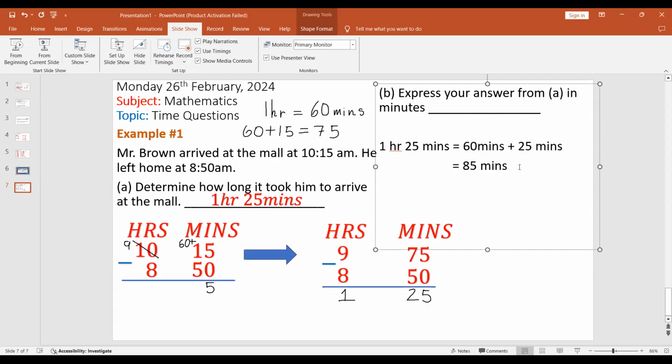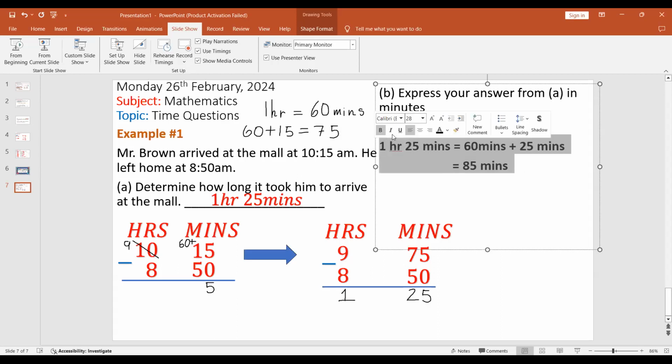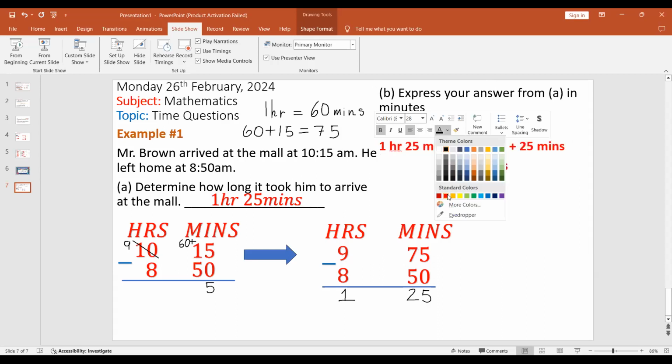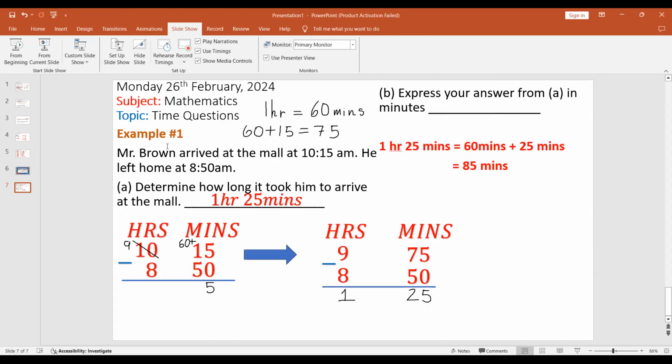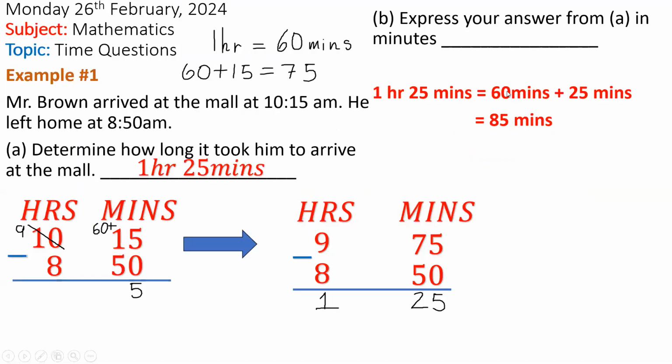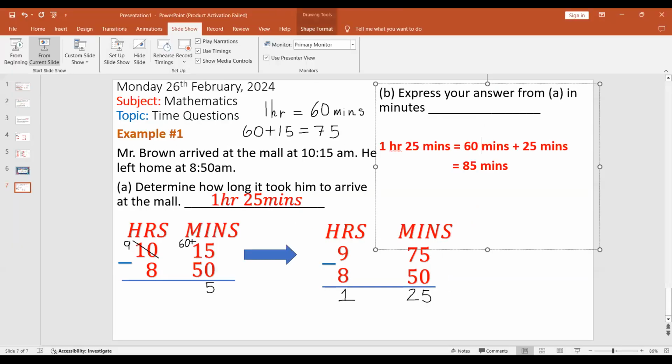Okay. So what did we do? We know that 1 hour is how many minutes? 1 hour is 60 minutes. So we know that it took him 1 hour and 25 minutes. So that means it's gonna be 1 hour, which is 60 minutes, plus 25 minutes, which is gonna be 85 minutes, right? So the answer for this one is definitely 85 minutes.